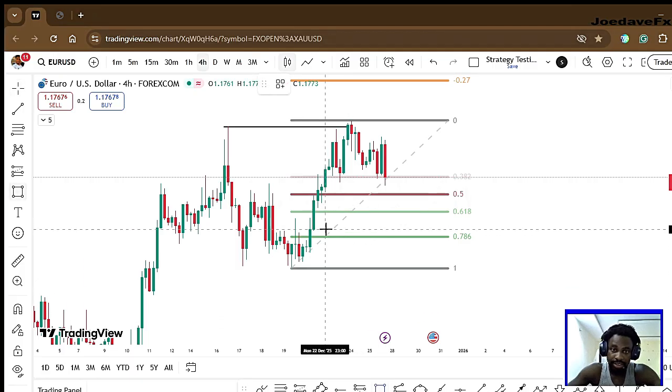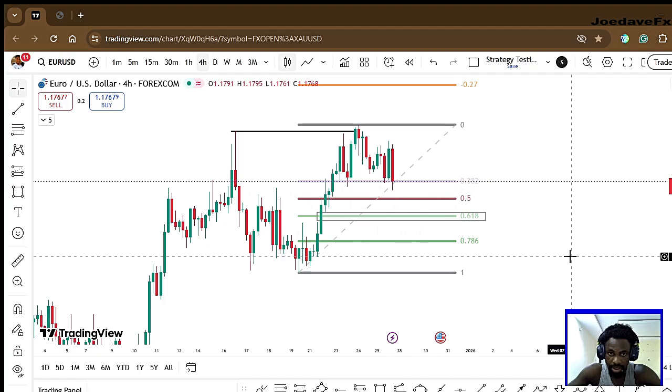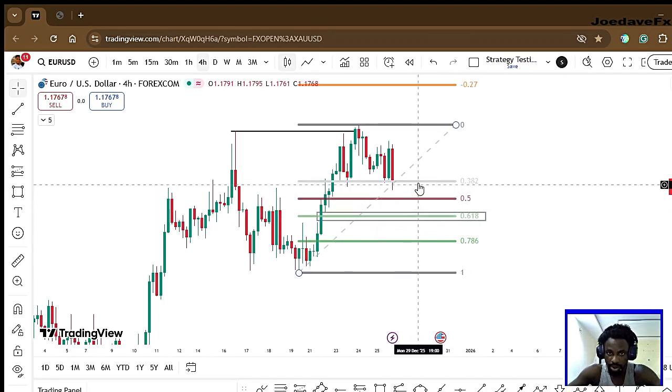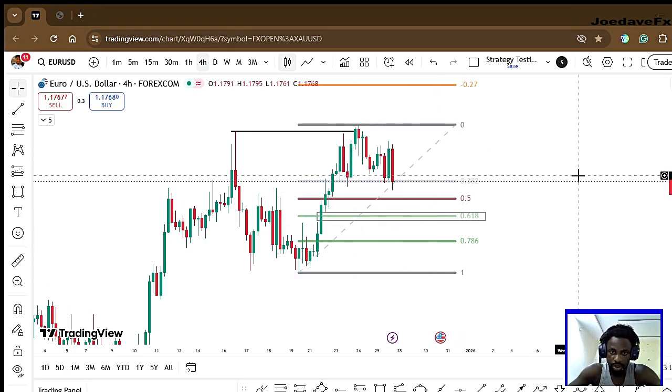I say it's either you see a fair value gap. If you check from this middle here, this was a clear fair value gap, right? So where does this fair value gap fall? It still falls in the Fibonacci golden zone. All right, so this is a Fibonacci golden zone setup. Price might come here and continue higher.